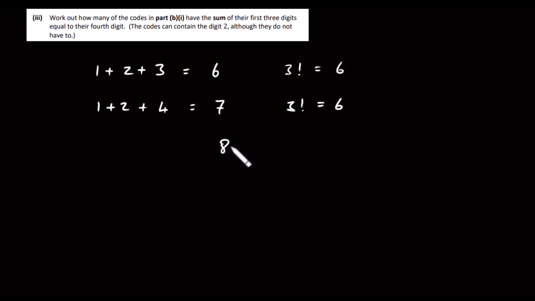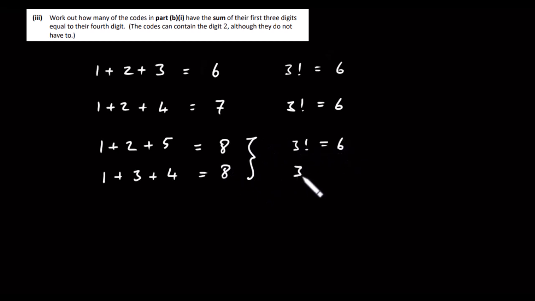Let's have a look at the next number up, which is 8. With 8, let's start with the lowest, 1 plus 2, we would need a 5. And we can also use 1 plus 3 plus 4 to give us 8. I think these are the only combinations. So here we've got 3 factorial again, which is 6, and another 3 factorial, which is 6. If you try 3 here, you'll have to add a 1 and a 4. If you choose 4, you'll have to add a 1 and a 3. So there's no other combination of digits that we can use to give us 8. Okay, so we have 4 lots of 6 so far.